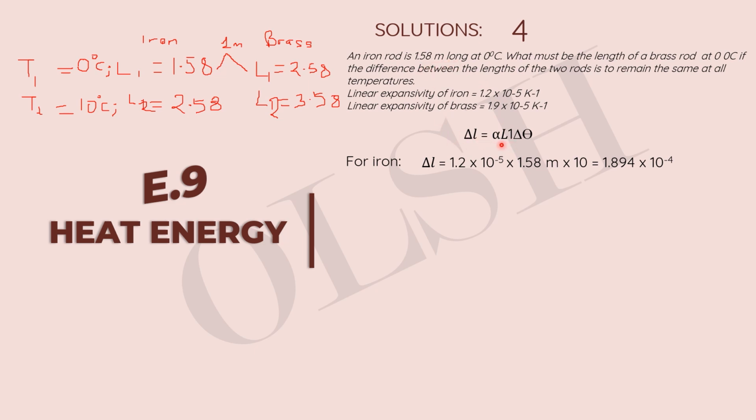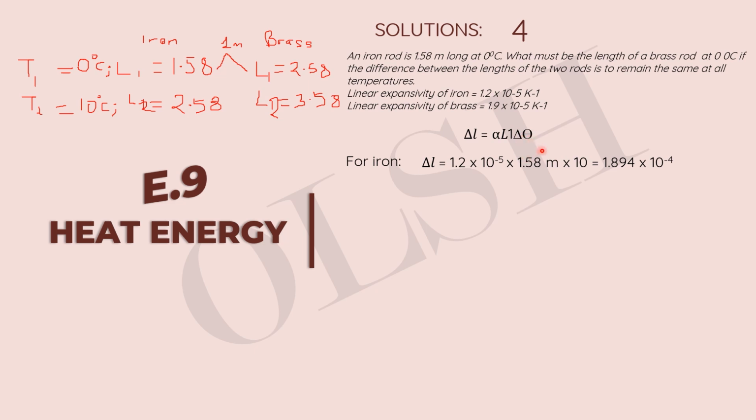So we have alpha, we have L1, and what we don't have is change in temperature. Okay, so we're going to be solving this question in 2 ways. I'm going to do one way that is quite abstract. Then I'm going to do a second one that is more straightforward and mathematical, nothing abstract in it. So we have alpha, we have L1, we don't have change in temperature.